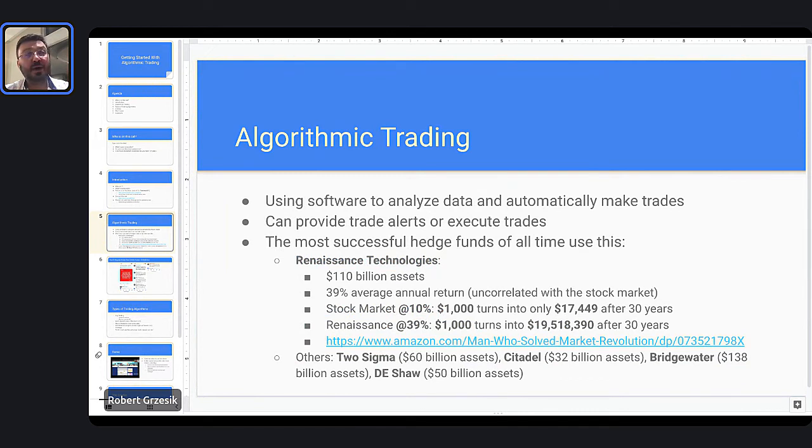For example, if you were to analyze all the trades on the NASDAQ, something like 95% of them are made by robots. So just to give you an idea of the scale of this. The retail investors, as usual, are the ones that get left behind, which is exactly what we're trying to fix here. So we're using software to analyze data and potentially make these trades automatically.